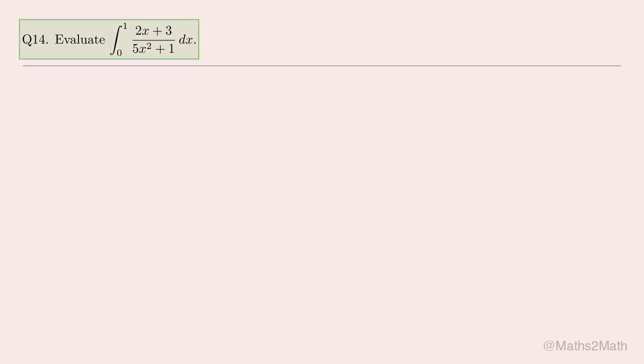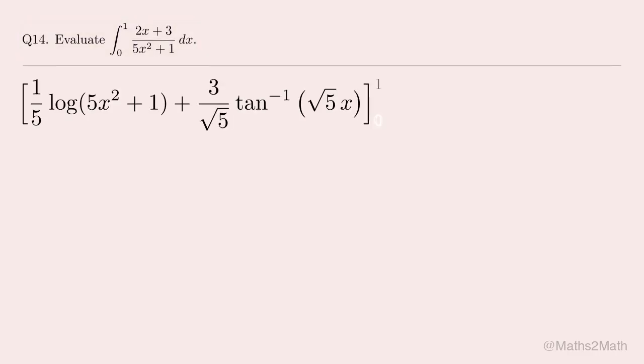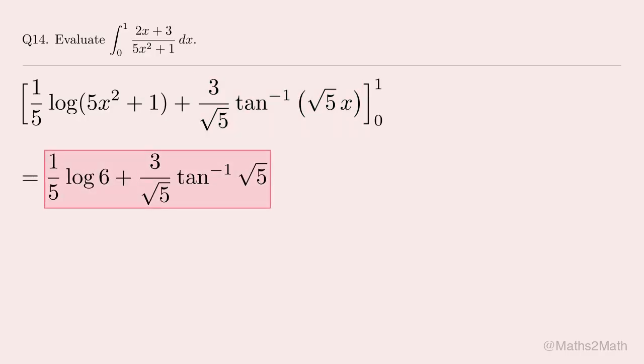Question 14. Split into the derivative part and the arctangent part. 1/5 log plus 3 over root 5 arctangent. The 2x part is 1/5 of the derivative of 5x squared plus 1. The 3 needs the scaled arctangent. Evaluate log 6 over 5 plus the arctangent of root 5.